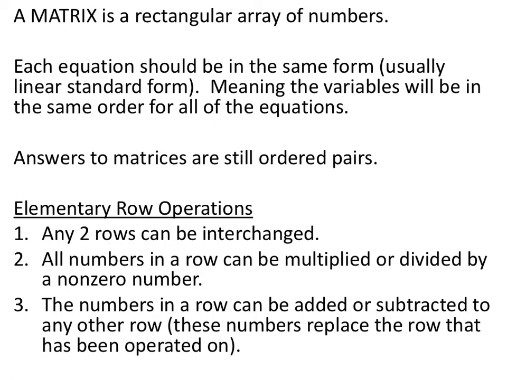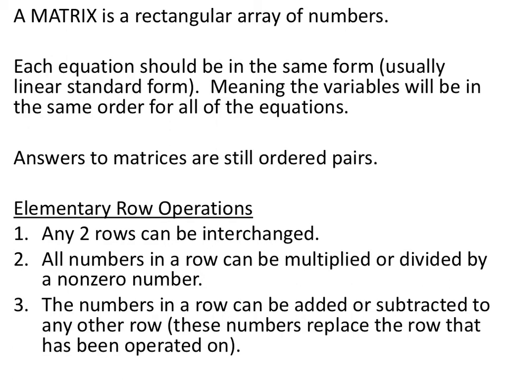Ax plus by equals c. Or if it's three variables, ax plus by plus cz equals d, maybe. We'll see some three variable stuff. The variables will be in the same order for all the equations. It's important to have the variables in columns, and columns are important for matrices because we're looking at them in rows and columns. Now don't forget though that the answers are still ordered pairs, or if it's three variables, ordered triples.